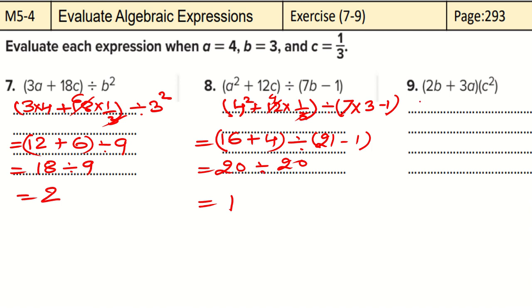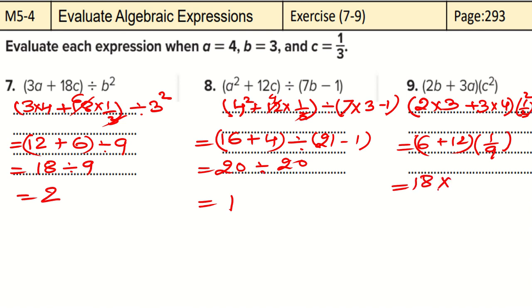Okay. The last question here, number 9, is 2 multiply B, which is 3, and then plus 3 multiply A, which means 4, in another bracket, C square, which means 1 upon 3 square. So it will be 3 multiply 2 is 6, 4 multiply 3 is 12, and then times 1 over 3 square, which means 1 over 9. So this is 6 plus 12, 18, times 1 over 9. 18 is up and 9 is down, so you will have to divide it. 18 divided by 9 is 2, and 2 multiply 1 is 2. This is the answer. Okay.